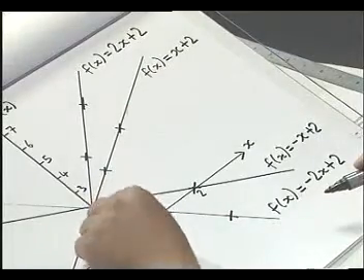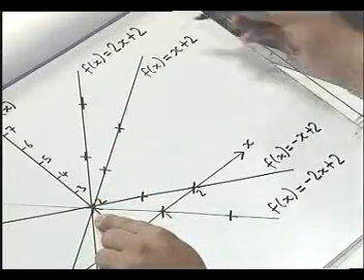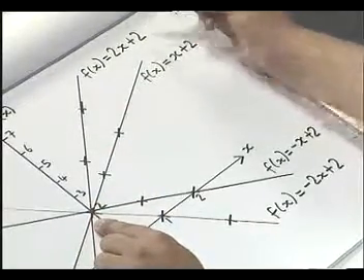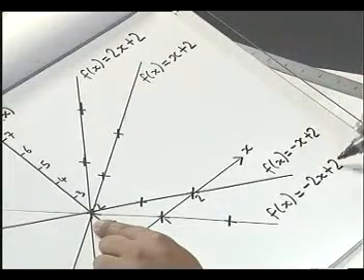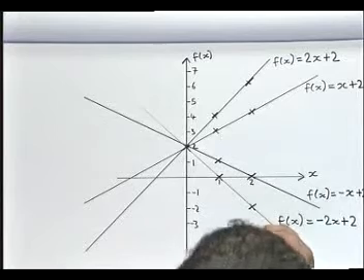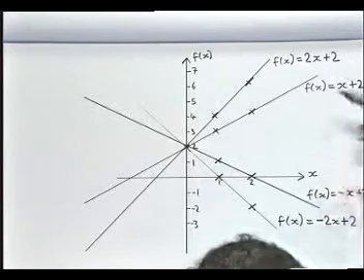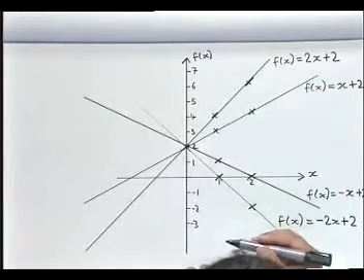Now, first thing we notice about these graphs is that they all cross 2 on the f of x axis. That's because the b value is 2 in every single function, and b represents the y-axis intercept. What we were interested in is what happens as the value of a changes.